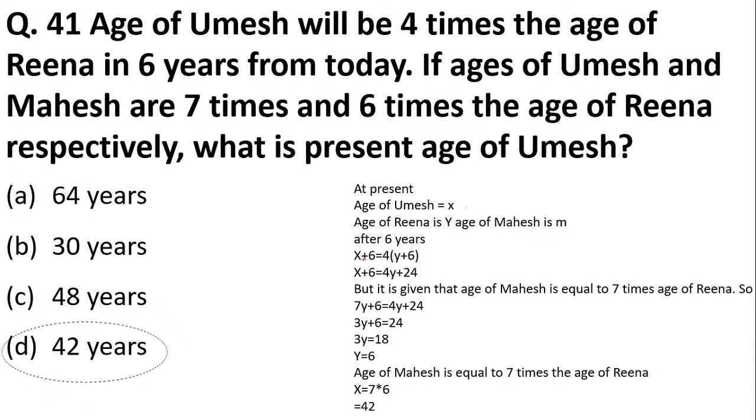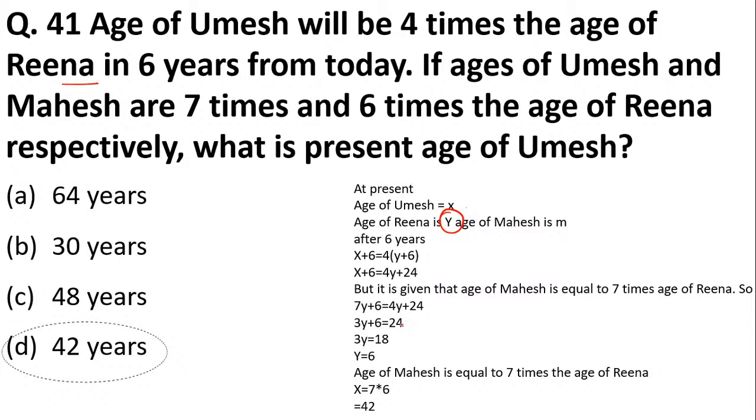Okay, so they are taking 6 years from now. If we are doing 6 years from now, we'll have to add: X plus 6 is equal to 4 times the age of Rima. Since the age of Rima was Y, we will do 4 into Y plus 6. So what we will get? We will get this equation: X plus 6 is equal to 4Y plus 24.